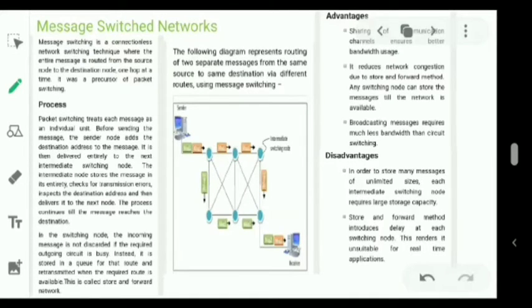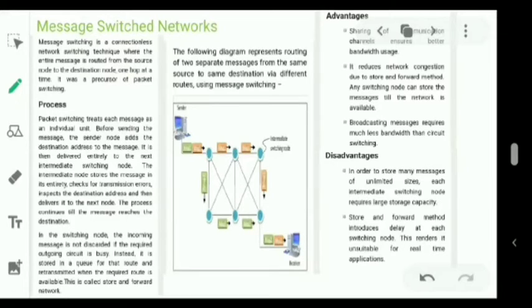So from this you can see that there are a lot of disadvantages associated with it, because a single node must have the capacity to store the information, since it is stored and then forwarded. This storage capacity is a huge issue. The second disadvantage is that there is a delay in transmission also.